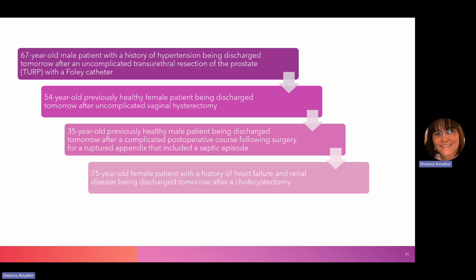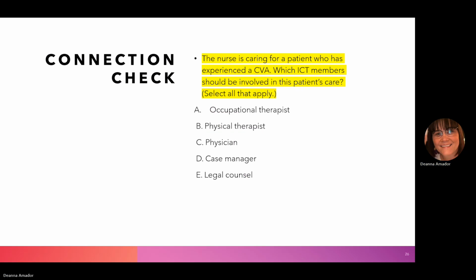So you guys will need to understand prioritization, and this is a great example of prioritization.